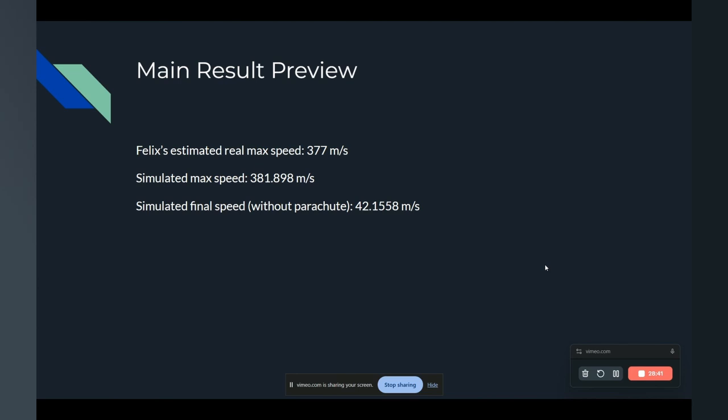So the main result preview is that his estimated real maximum speed was around 377 meters per second. My simulated was 898 meters per second. However, that was his maximum. His final speed without a parachute, when he hit the ground, technically in the simulation was 42.